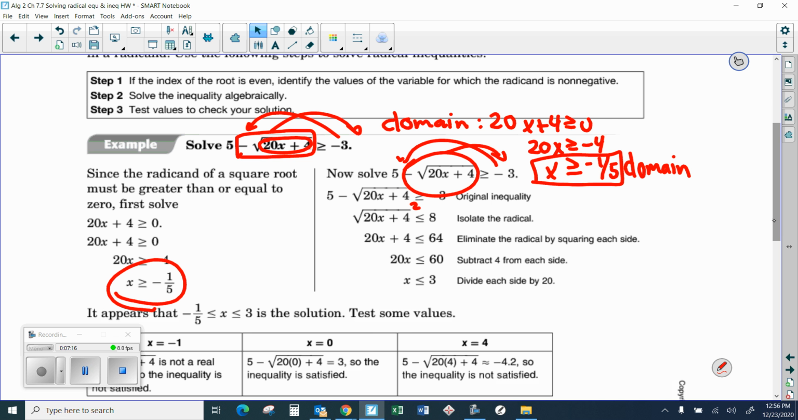Now you square both sides. Gives you the 64 there and takes off the radical. Subtract the 4 across. 60 divided by 20, you get x is less than or equal to 3. Okay, so solving this is to say all values x less than or equal to 3. But don't forget, our domain restricts it to x values greater than or equal to negative 1/5. So it's got to be between the two. So it appears that that's the solution. So now test some values.